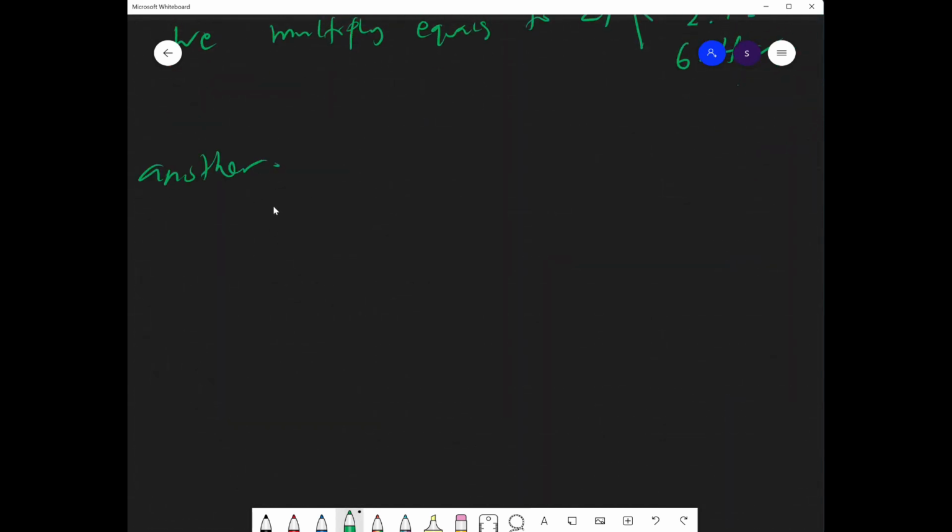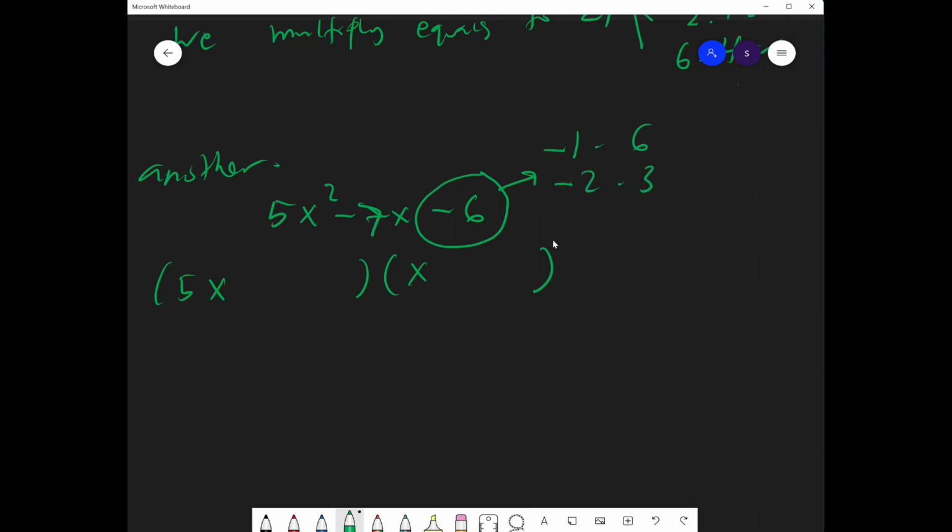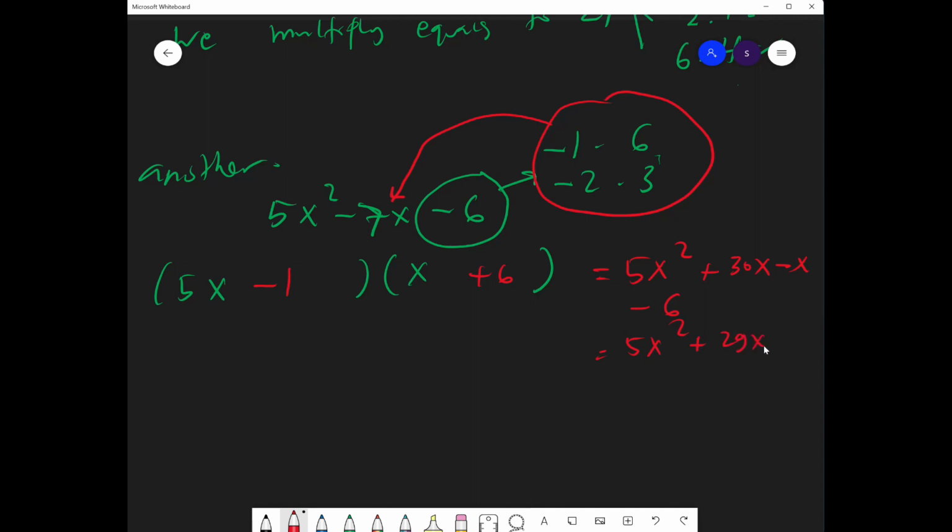Another, if we have 5x squared minus 7x minus 6, first we factorize minus 6 and got minus 1 times 6 and minus 2 times 3. If we put this into our bracket, then the result will be 5x squared plus 29x minus 6, which does not match with our problem. Then the answer will be 5x plus 3 times x minus 2.